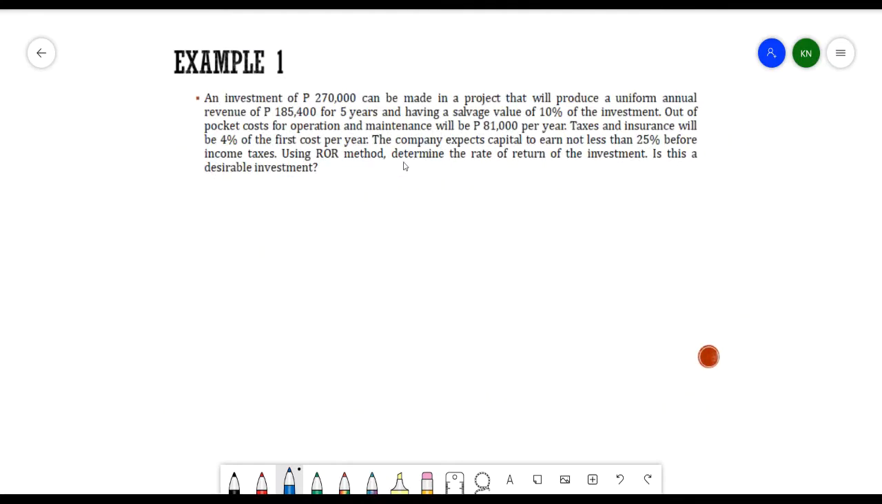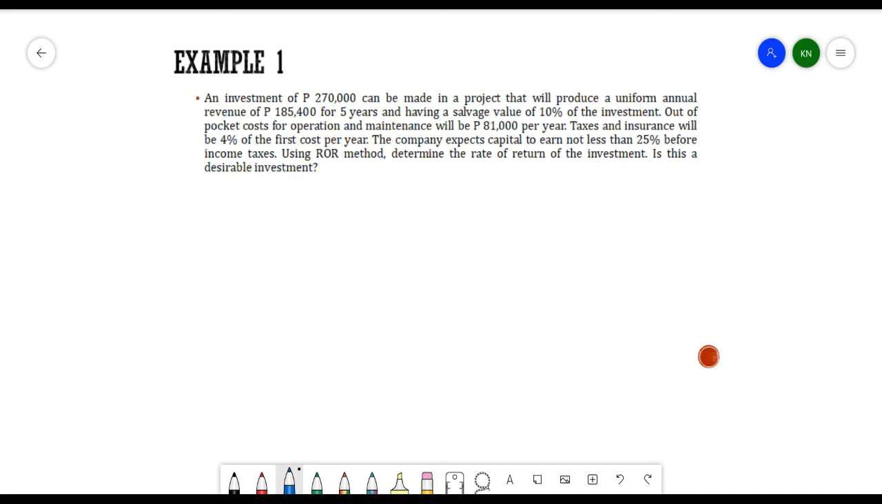An investment of 270,000 pesos can be made in a project that will produce a uniform annual revenue of 185,400 pesos for 5 years and having a salvage value of 10% of the investment. Out of pocket costs for operation and maintenance will be 81,000 pesos per year. Taxes and insurance will be 4% of the first cost per year, and the company expects capital to earn not less than 25% before income taxes. Using the ROR method or rate of return method, determine the rate of return of the investment. Is this a desirable investment?